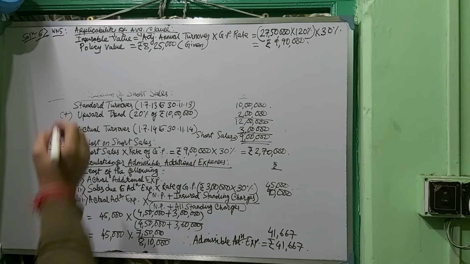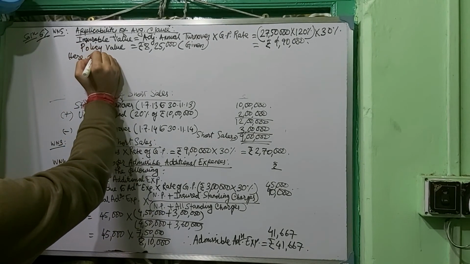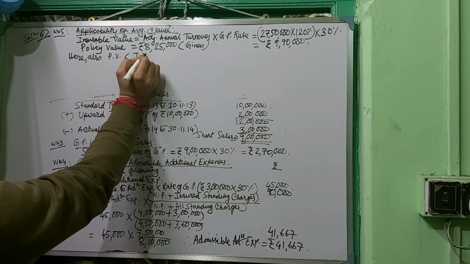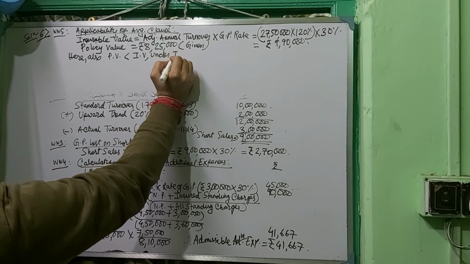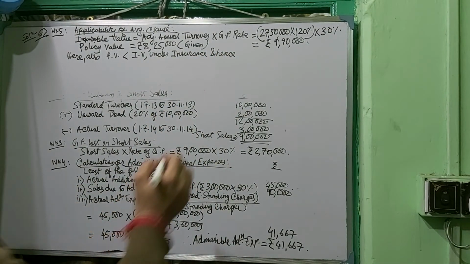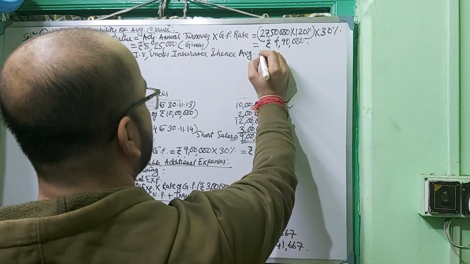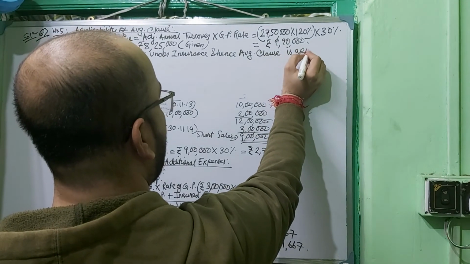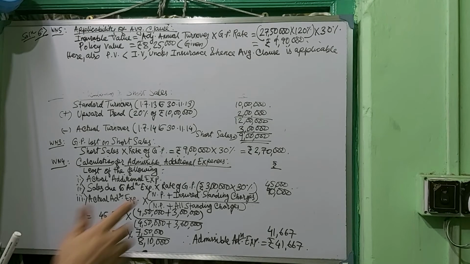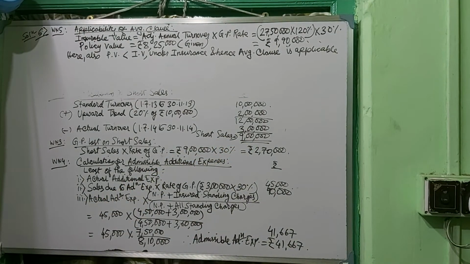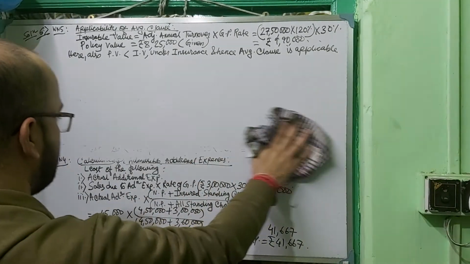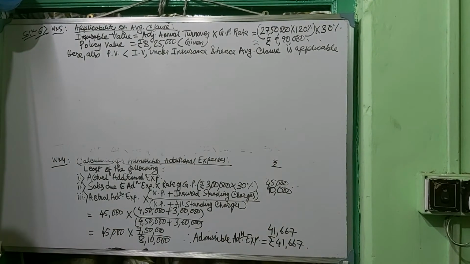So here also policy value is lesser than insurable value, under insurance, and hence average clause is applicable. Okay, average clause will be applicable. Now coming to the sum, just keep in mind short sales is 9 lakh and GP lost on short sales is 2,70,000. I have to rub that, otherwise it cannot be done properly.